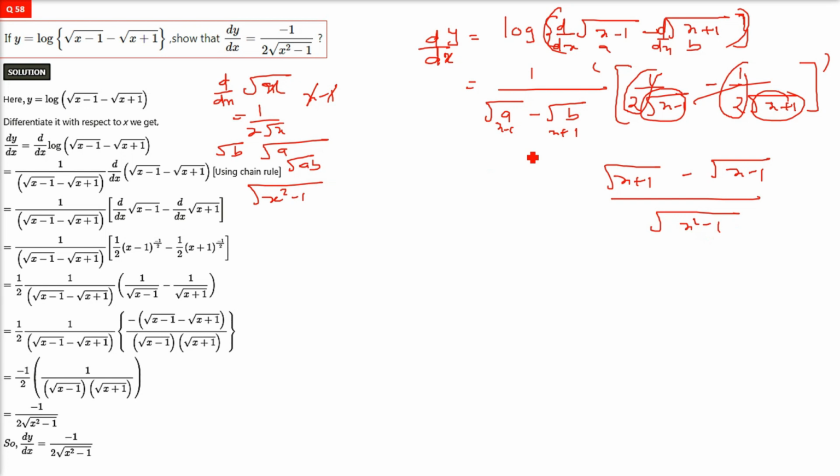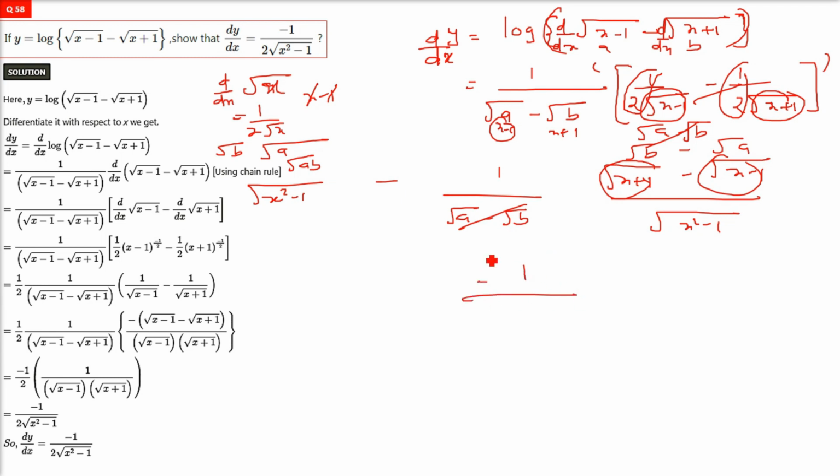And then we have this 1 by under root a minus under root b. What is a? x minus 1. So this is under root a, this is under root b minus under root a. So if I take a negative common from here, then it will be under root a minus under root b, that is, under root x minus 1 minus under root x plus 1. So you can just cancel it out. Negative I took outside. There was already a 2 in the denominator, and under root x square minus 1 was already there. This is your final answer.